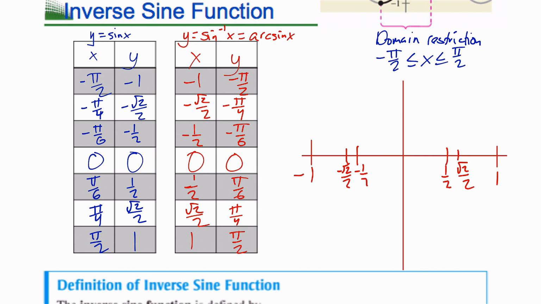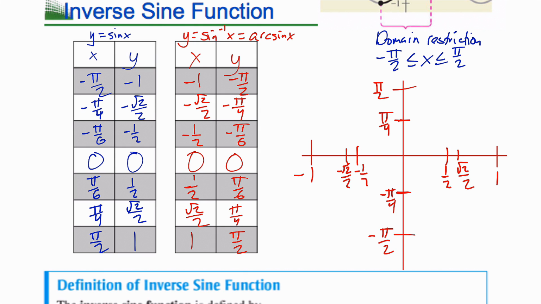Then we're going to plot the y values. The y values go between negative pi over 2 and positive pi over 2. So I'm just going to make this positive pi over 2, and down here, at an equivalent distance, we're going to make that negative pi over 2. The other y values that we have are pi over 4. That's half of pi over 2, so we'll graph those. So that's pi over 4 and also negative pi over 4.